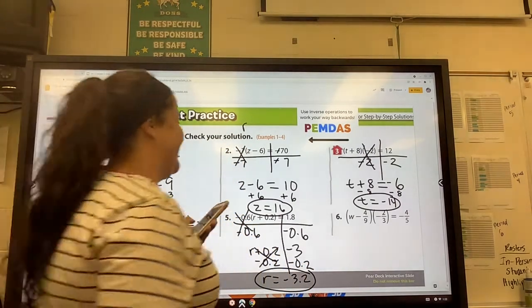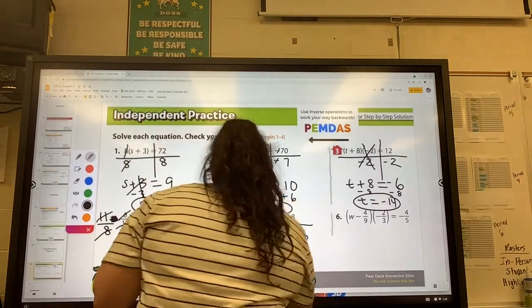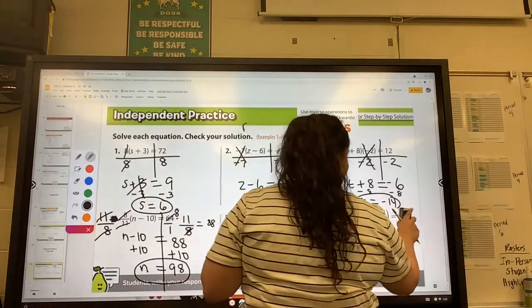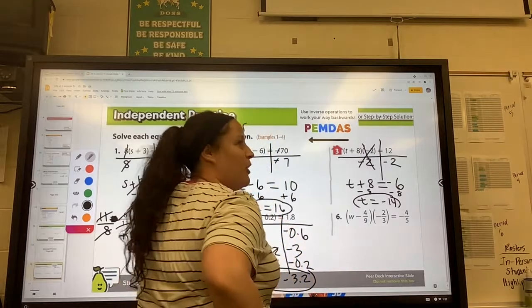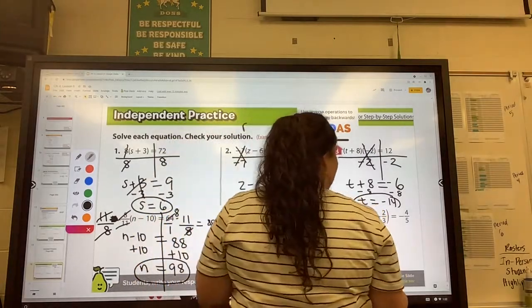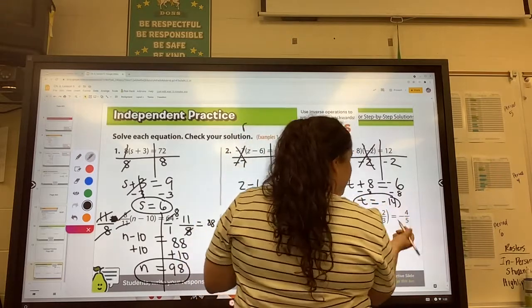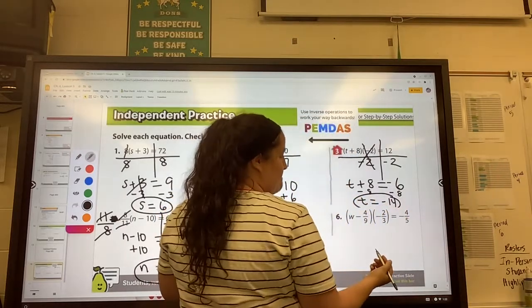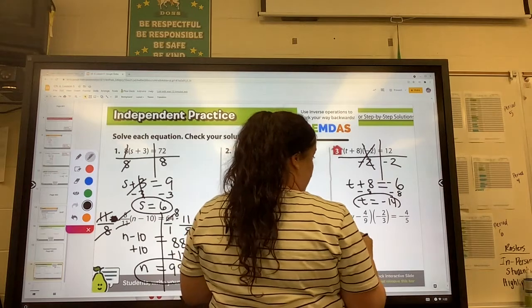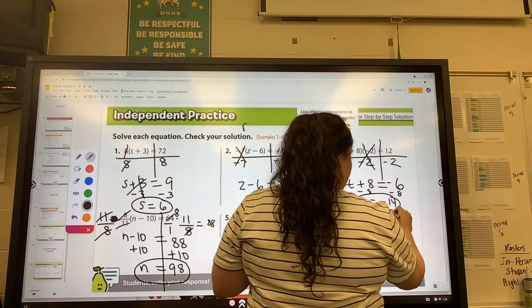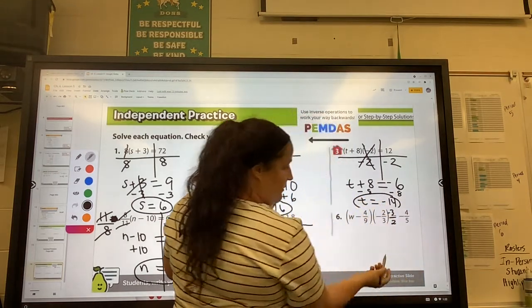Okay, one more. I don't want to do this one. I'll do it. It just looks kind of annoying, yes, because there's so many fractions. Well, I think you could see. I'm going to multiply. This is kind of hard. By -3 over 2. I think you can see that.